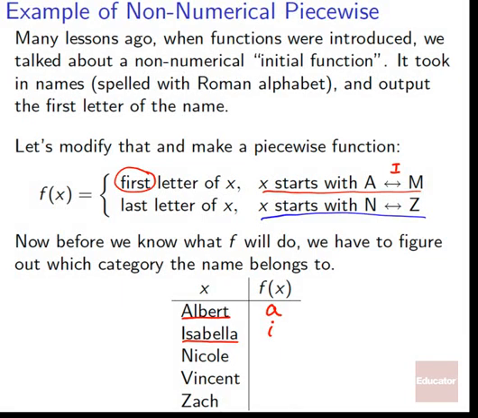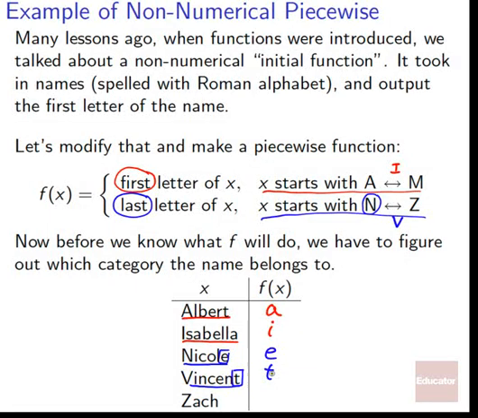What about Nicole? Nicole is in N, right? So it's using the blue category, so it uses the last letter of the name. So the last letter of Nicole is E. Vincent, Vincent begins with a V, which is between N and Z, right? M, N, O, P, Q, R, S, T, U, V, W, X, Y, Z. So we're going to be using the blue category, the second category. We're going to use that last letter, T.